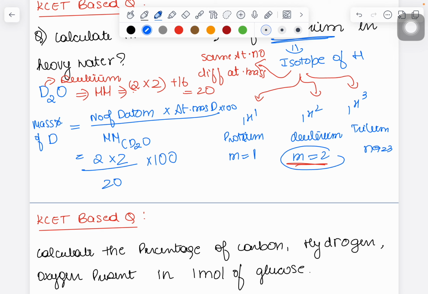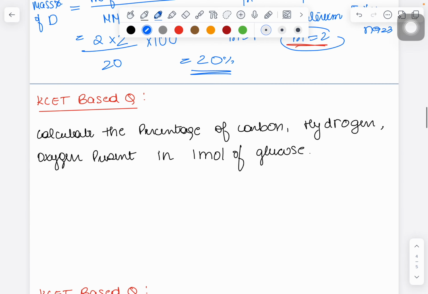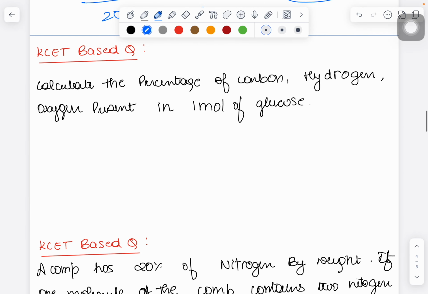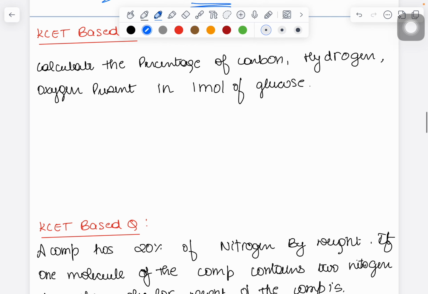So the mass percentage of deuterium in D2O, in heavy water, is 20%. Let's see one more question. You can pause and solve it. Calculate the mass percentage of carbon, hydrogen, and oxygen present in one molecule of glucose.